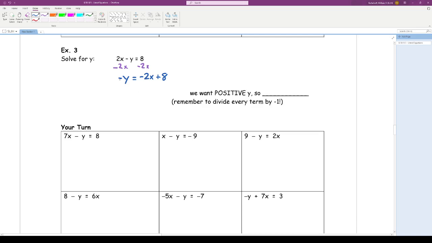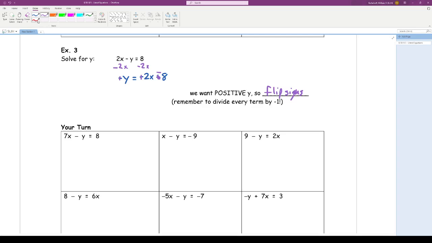So then, to get rid of the negative in front of the y, we can multiply every term in the equation by negative 1. Which means we flip the sign of the y and the x's and the constants. We have to change the sign of every term that's added or subtracted. So the y, the 2x, and the 8 all get their sign flipped. So flip signs.